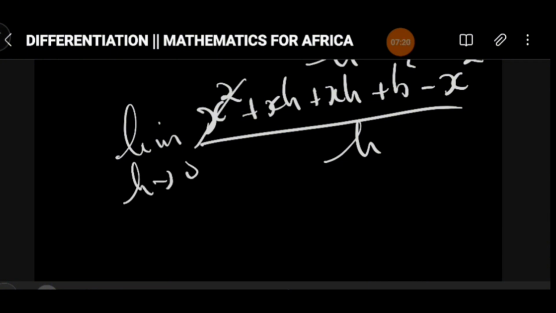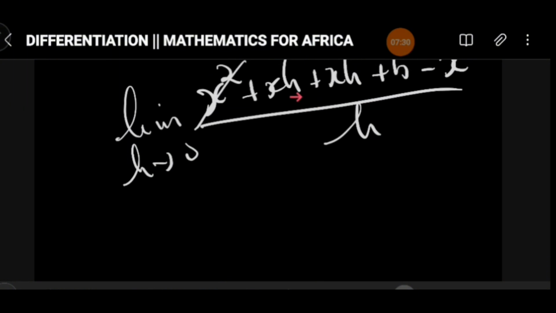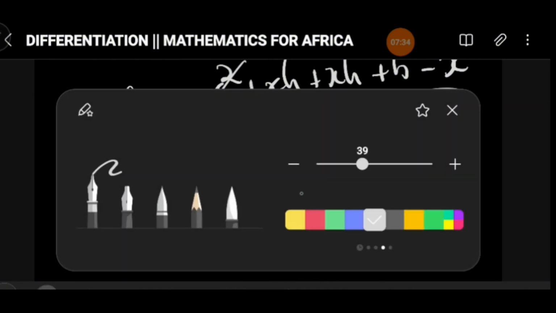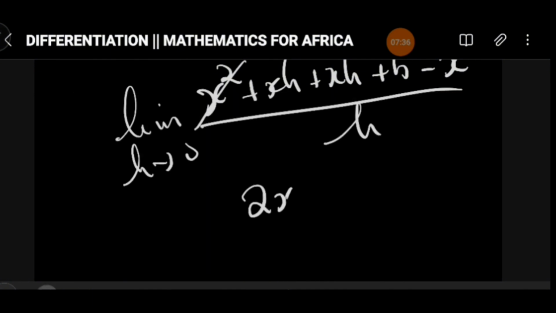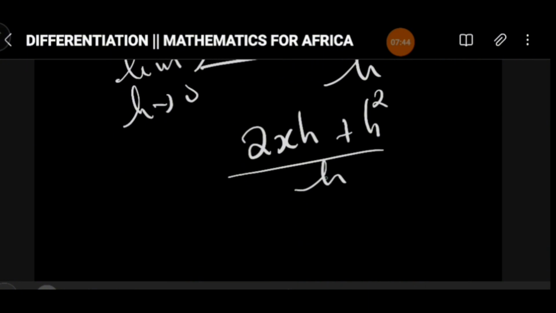And you see this x squared cancels with this other x squared, they cancel out. Okay, and if they cancel out, we'll be having 2xh plus h squared all on h. And now if you put 0 here, this will be undefined, so let us go ahead and factor out h up there. So all of this is limit as h goes to 0.